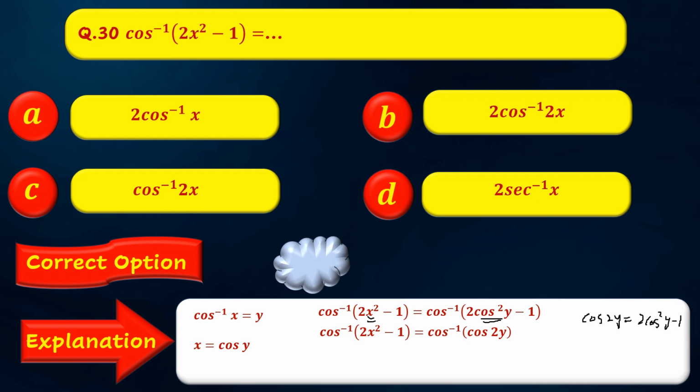Now cos inverse and cos will cancel out the effect of each other and we get cos inverse of 2x square minus 1 is equal to 2y. Now replace the value of y with cos inverse x and we get cos inverse 2x square minus 1 is equal to 2 cos inverse x. So the correct option is option A.